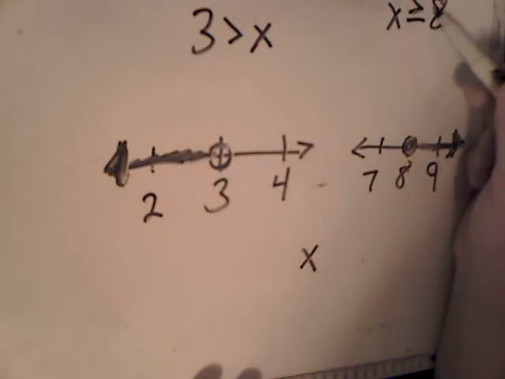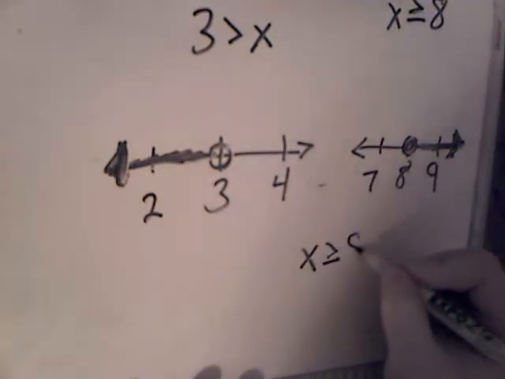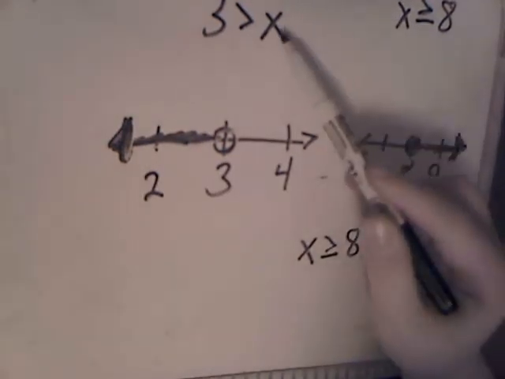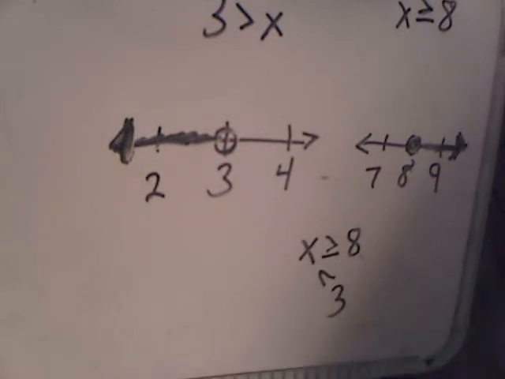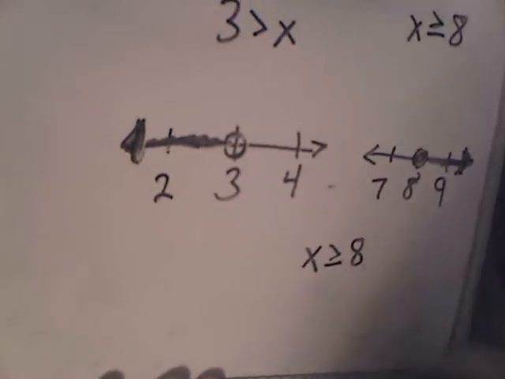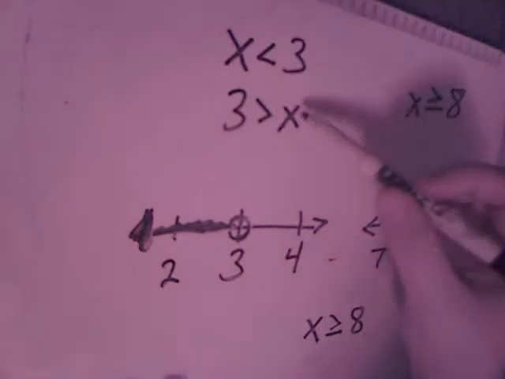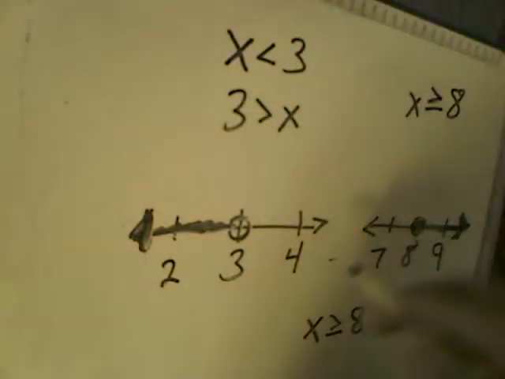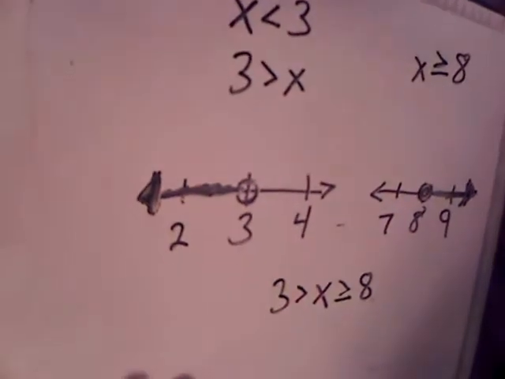We know that x is greater than 8. And we also know that x is less than 3. But I can't just put something like this, because that would look silly. So what I'm going to do is switch where the variable is. Instead of using this, I'm going to use this. So I have 3 is greater than x.